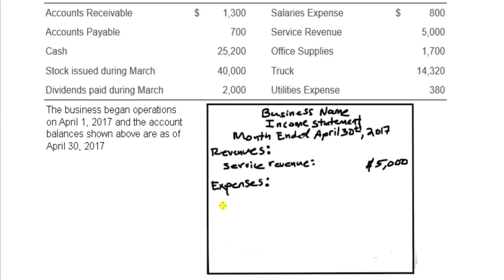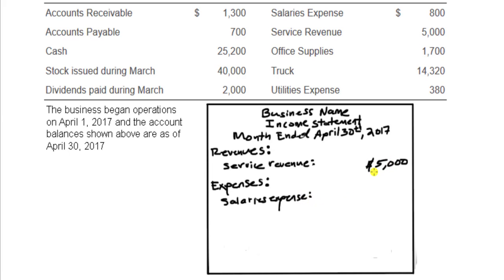Okay. Expenses, we have, let's see, accounts receivable, no, that's not an expense. Stock issue, dividends, no. Salaries expense, there's an expense. Service revenue, no. Office supplies, no, that's an asset. Truck, that's an asset. Utilities expense, there's another expense. Salaries is the higher of the two expenses here. So let's start. We have salaries expense.